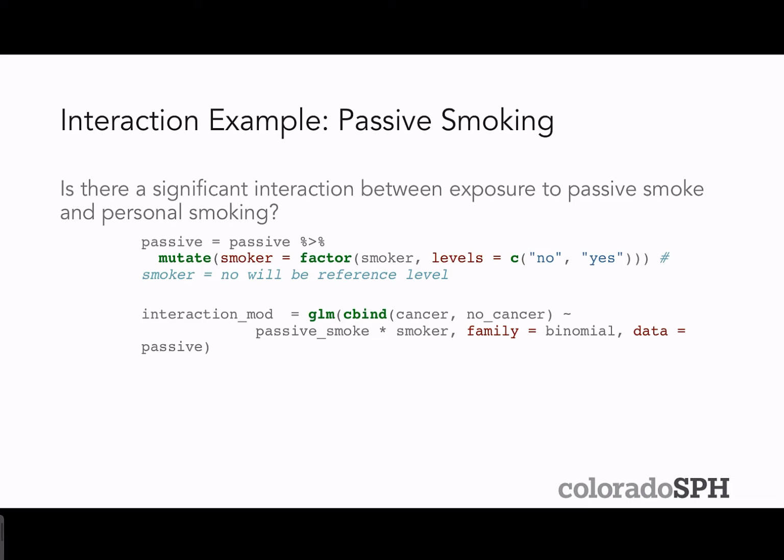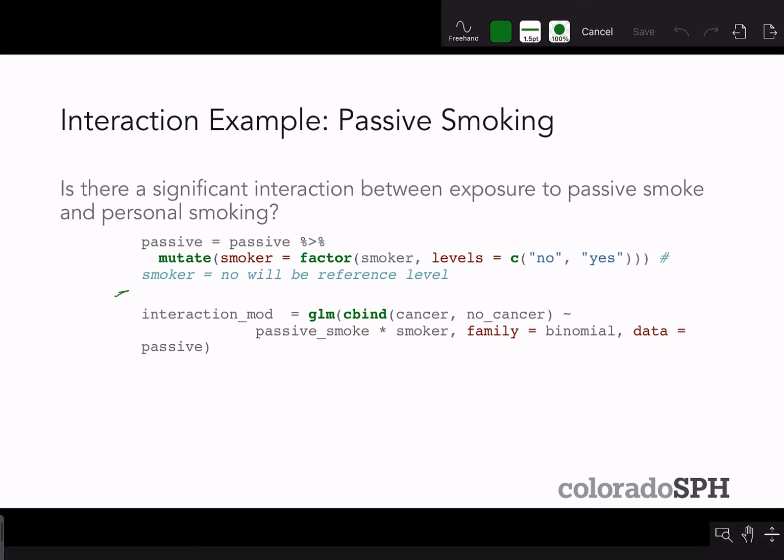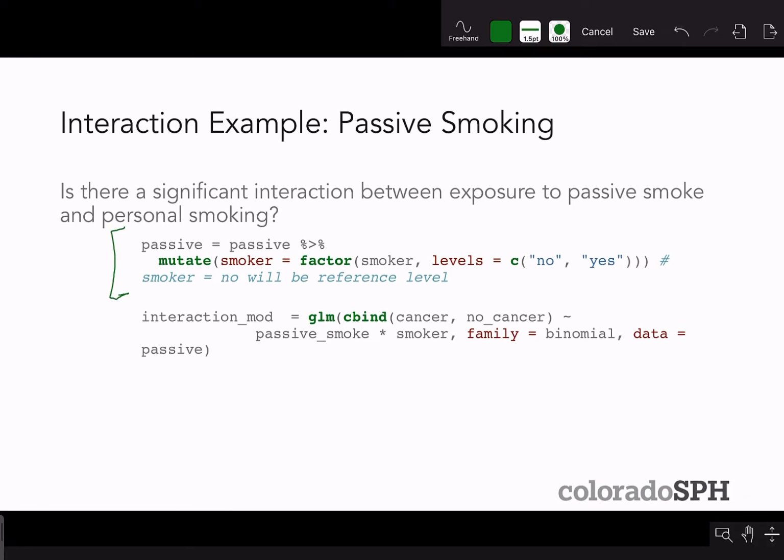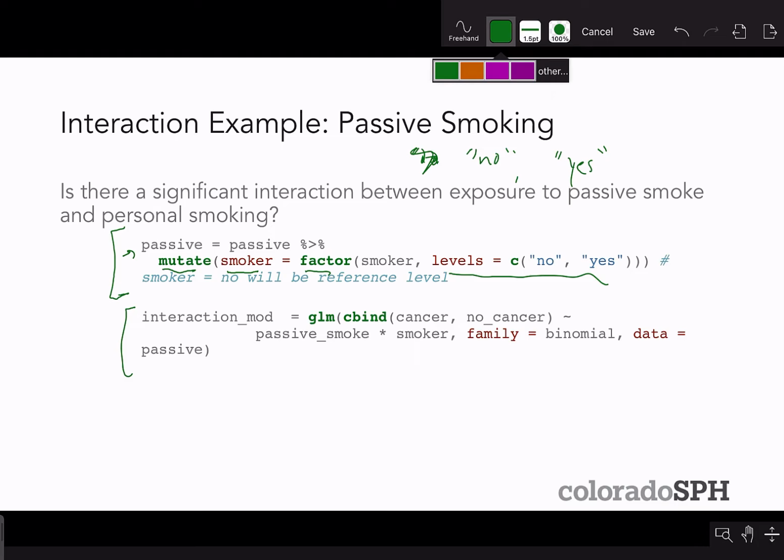So is this interaction significant? Well, the first thing I'm going to do here is change the reference level of the covariate smoker. So I'm taking the data set, which we called passive, and then I'm using the mutate function from the dplyr package to say, okay, the variable smoker, we want it to be a factor variable with the levels no and yes. And the reason I'm doing this is I'm explicitly telling R that I want no to be the reference level and yes to be the second level.